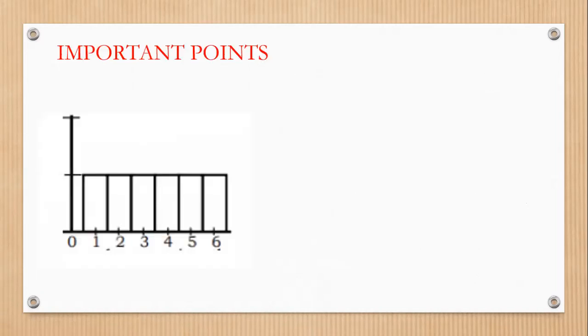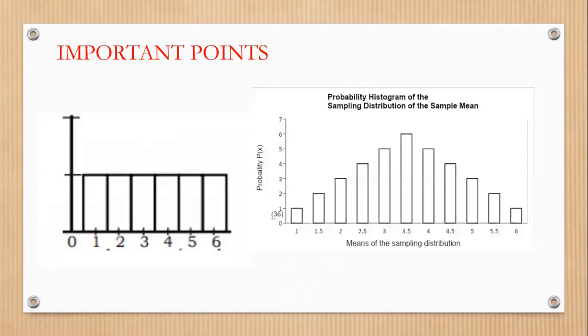And from the histogram, you can see that the population is just a straight one. And the sample histogram is a normal distribution. It's a bell shape.